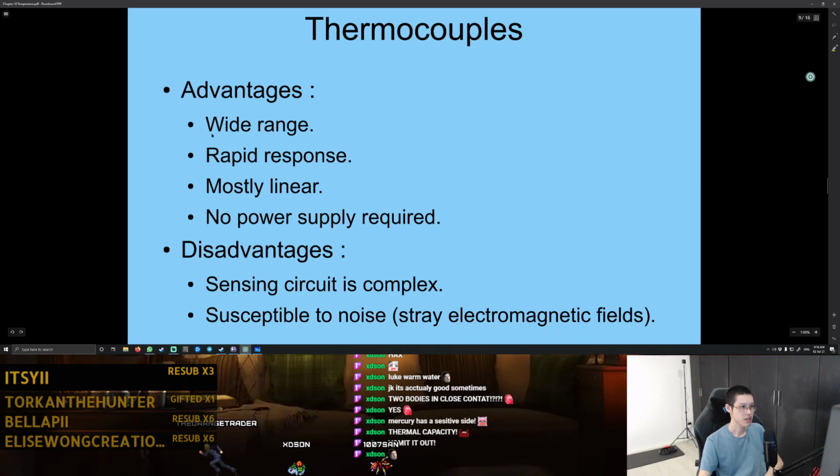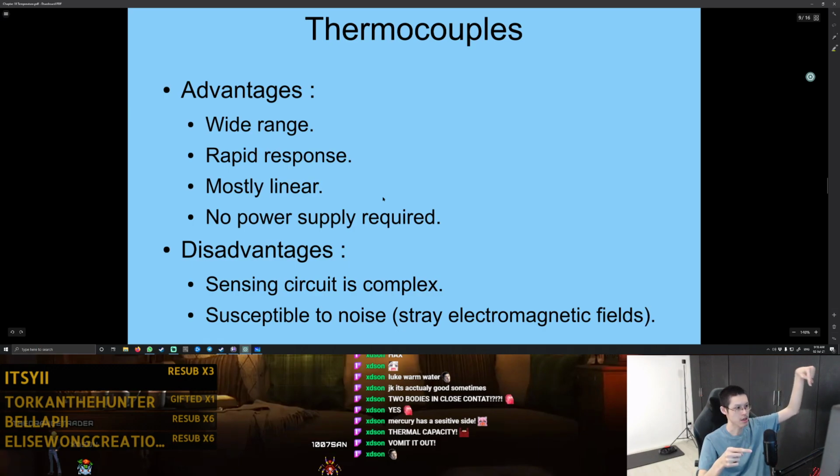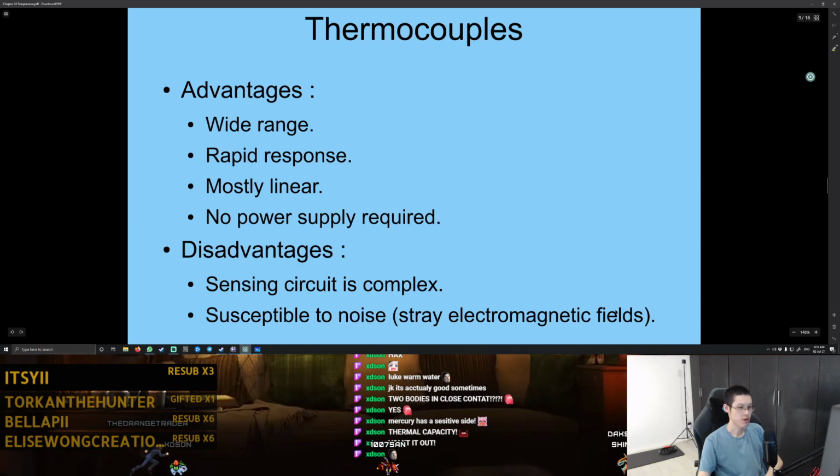So the advantage is it has a very wide range, rapid response, mostly linear. You don't need a power supply. You just have to get two ends of the thermocouple. We put one end in a control, the other end into whatever you're trying to measure, and that's it. The disadvantage is the sensing circuit is complex and is susceptible to noise.